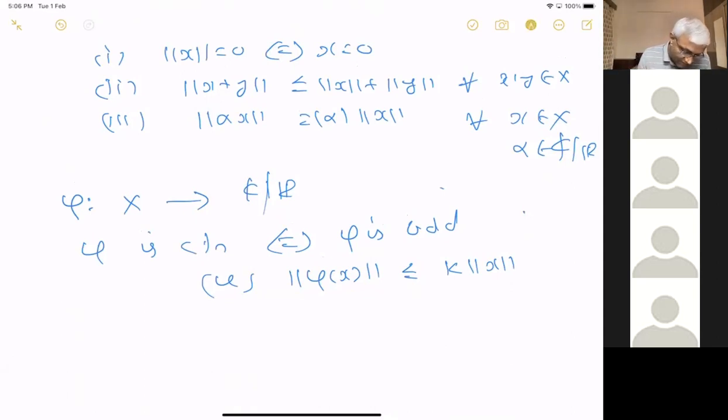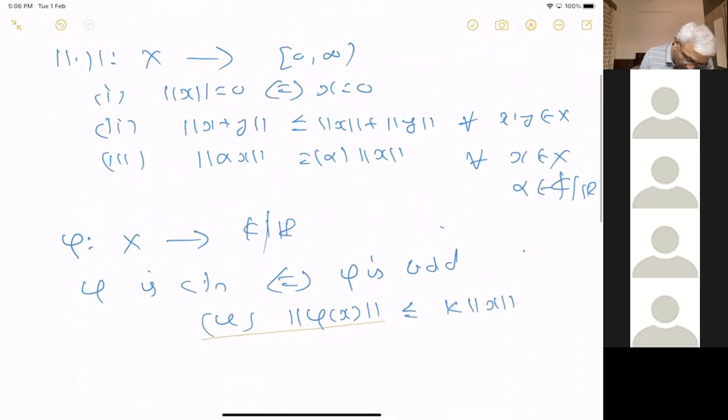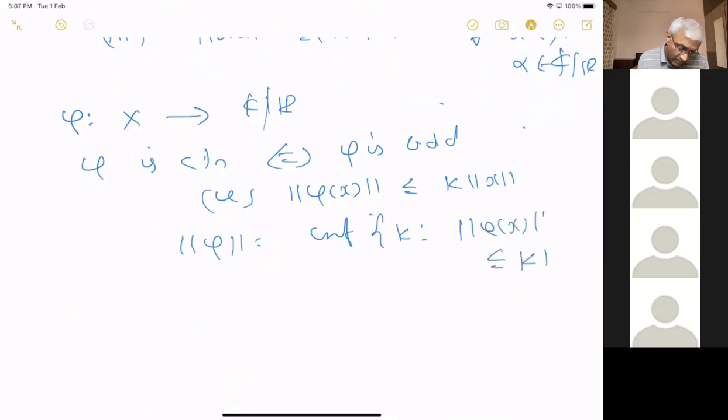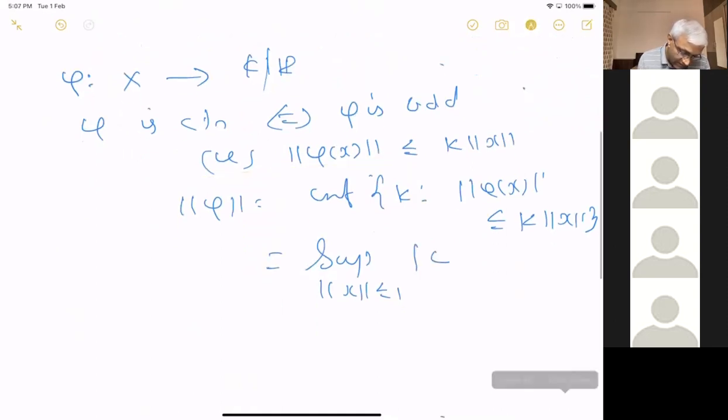It's not actually bounded as a function. This is the definition of a bounded linear functional: there exists a k such that norm of phi of x is less than or equal to k times norm x. We define norm phi to be the infimum of all those k such that norm of phi of x is less than or equal to k times norm x. This will also be equal to the supremum over norm x less than or equal to 1 of mod of phi x, and you must have seen this proof.